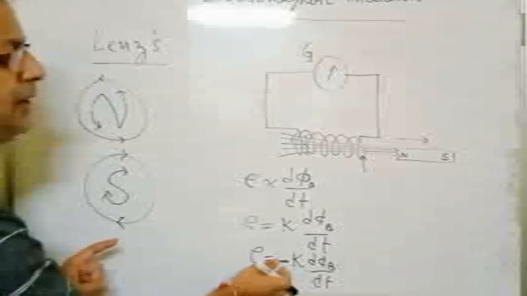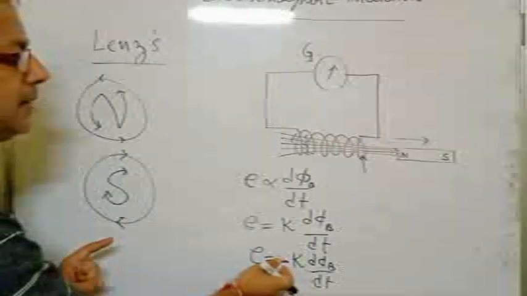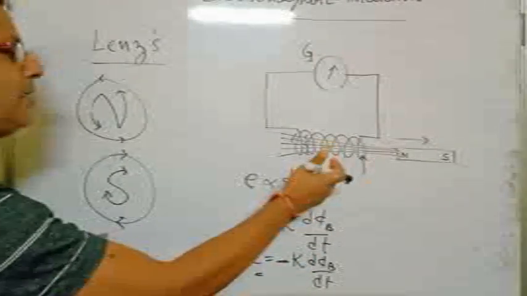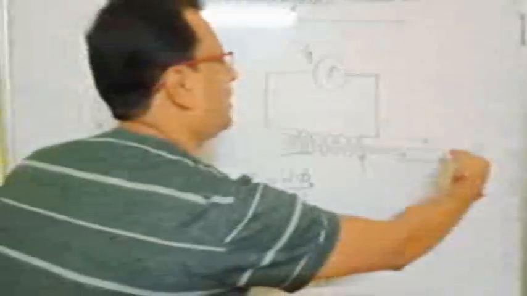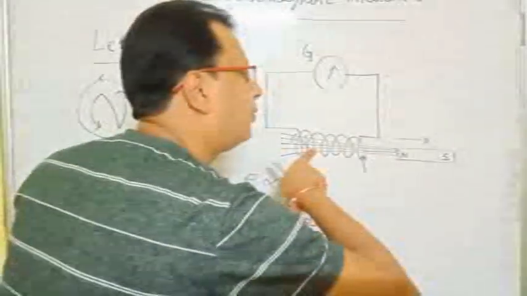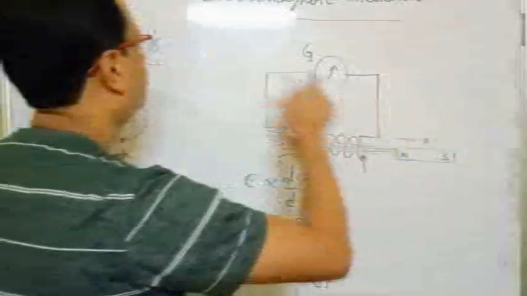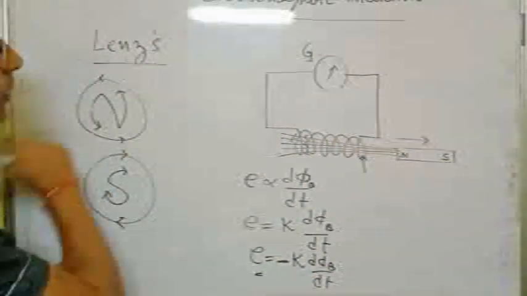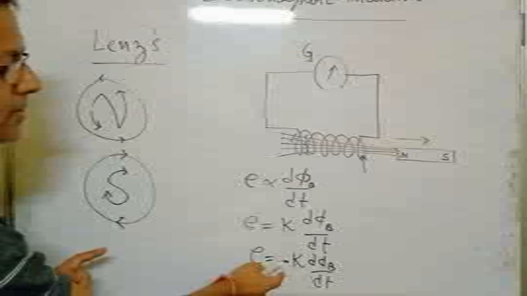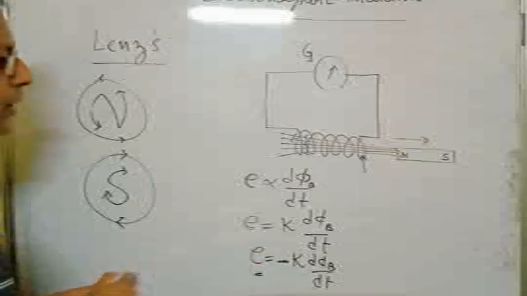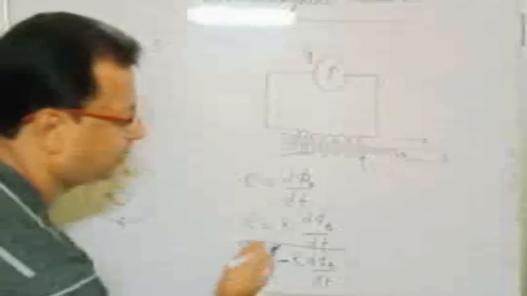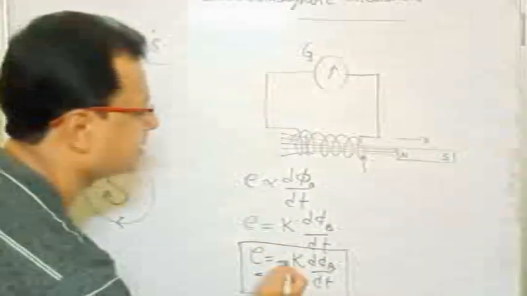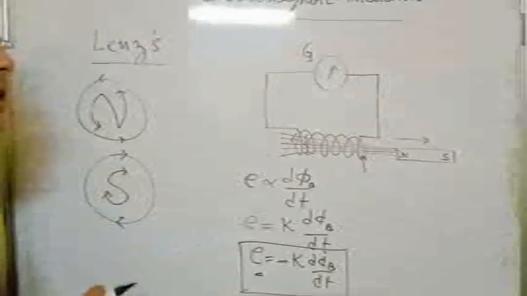So a minus sign is included here. The minus sign shows that the magnet is neither allowed to move towards the coil nor allowed to recede away from the coil. That is called Lenz's law. So for Lenz's law, we put a minus sign here. This is known as Faraday's law, and the minus sign is given by Lenz's law.